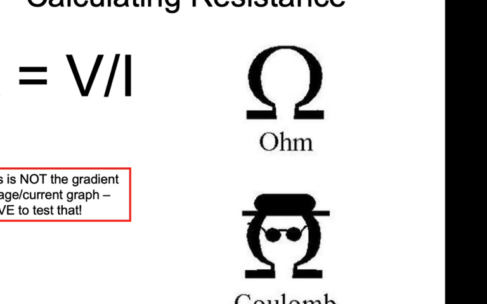Here's an important note for your IB papers next year. The gradient of a voltage current graph is not the resistance, right? They're going to try to trip you up on that, but it's not as simple as that. So if they do show you a voltage current graph, don't fall into the trap of selecting the gradient of this, or the slope. That's the fancy IB word for slope. It's not going to be equal to resistance.